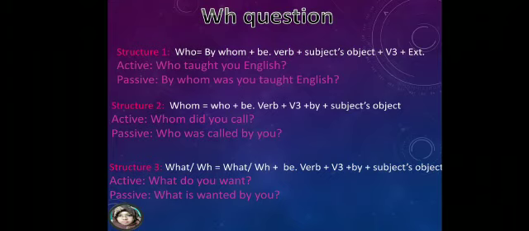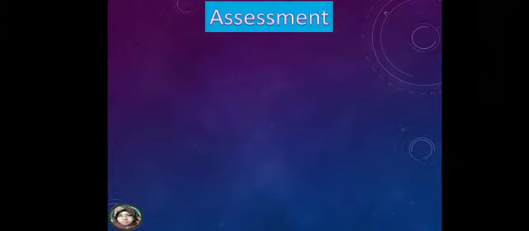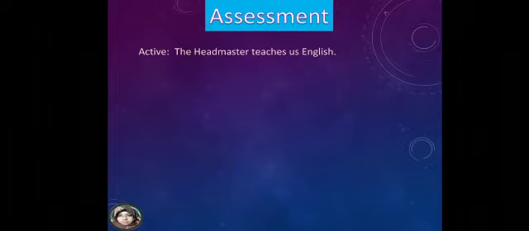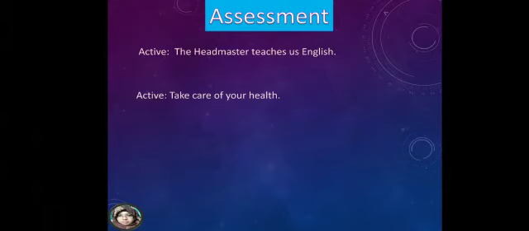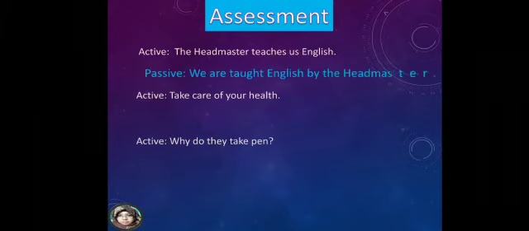Well, now assessment. Here are some sentences for you. Now solution. Don't forget to write this example.